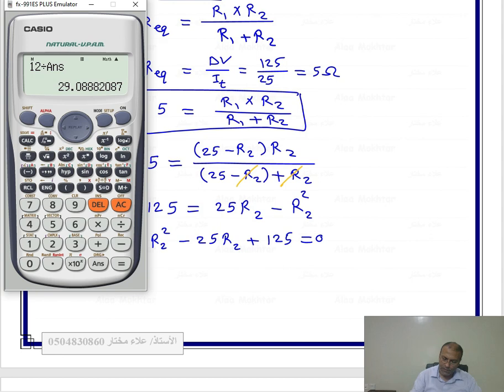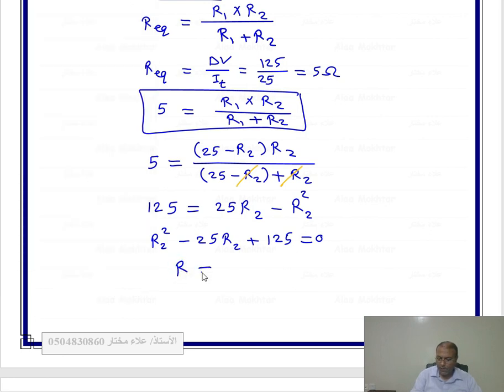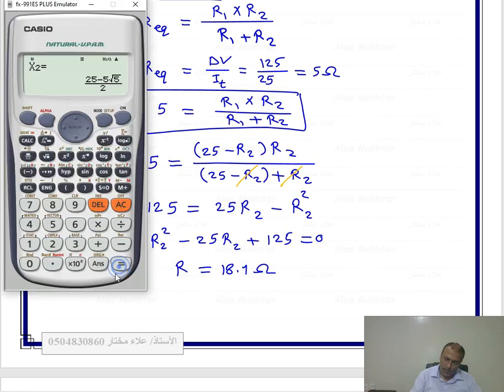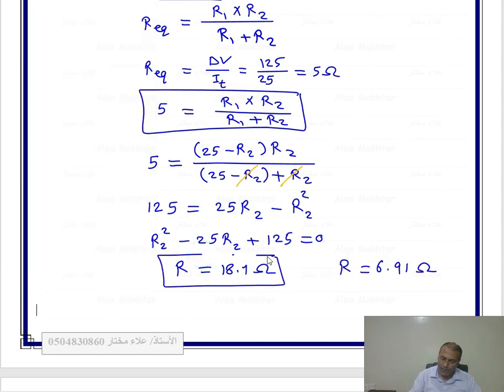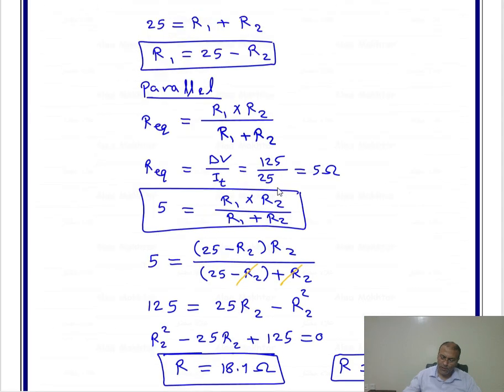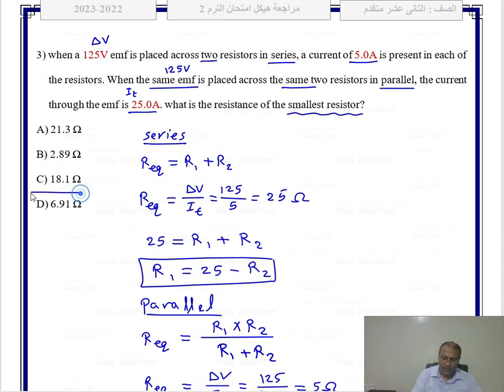Using the calculator, mode, 5.3. The first one is 1. Enter negative 25. Enter 125. Enter. We have two answers. 18.1, R equal 18.1 ohm. Equal again, 6.91. We have two values. We ask about what? Smaller resistance, it's 6.91. What is the smallest resistor? 6.91. The largest one, 18.1.